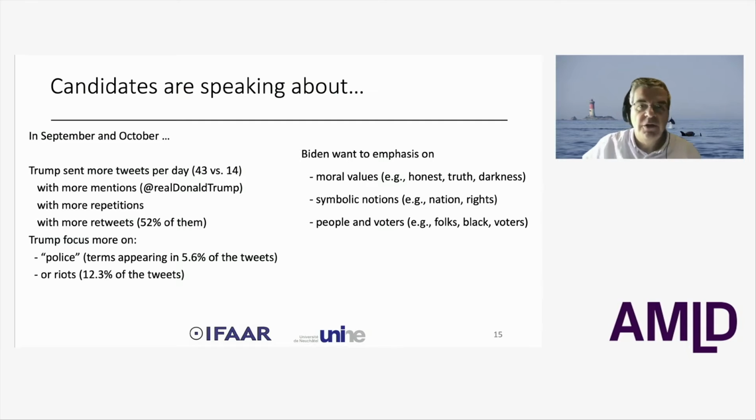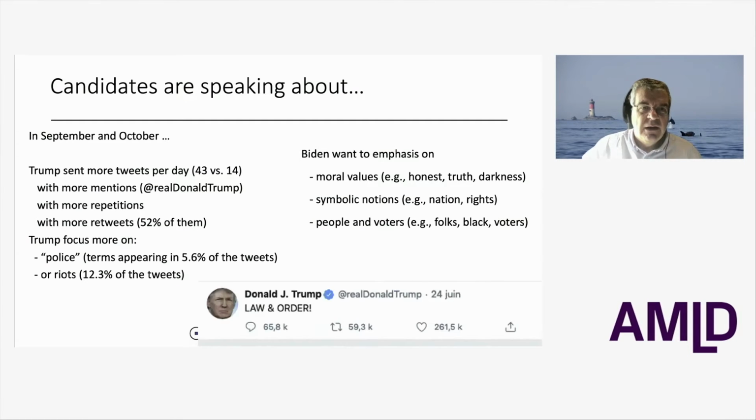Look at the third question: what are the candidates talking about? If you look just at tweets sent in September and October, there are two different strategies. The first one, the Republican one, has a lot of tweets: 43 tweets per day against 14 for Biden. So you have a large number of tweets sent by the Republican nominee.